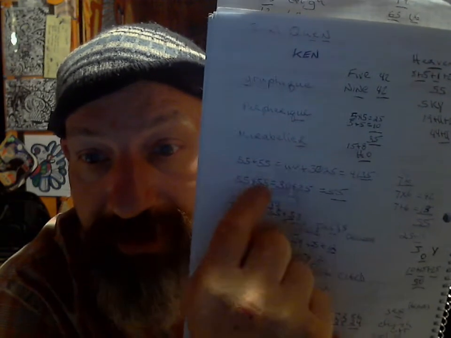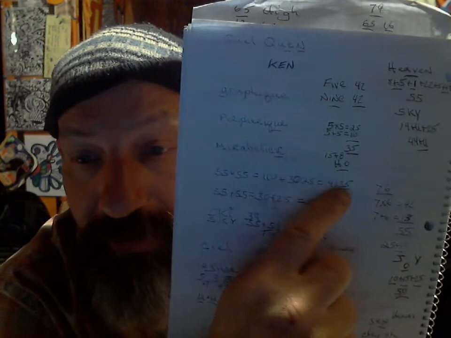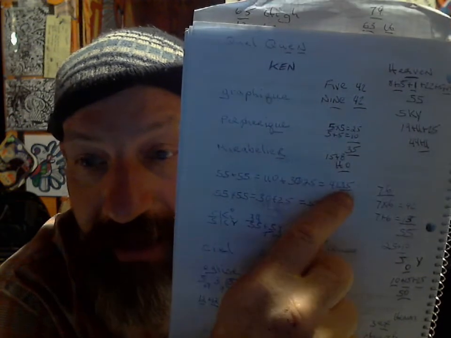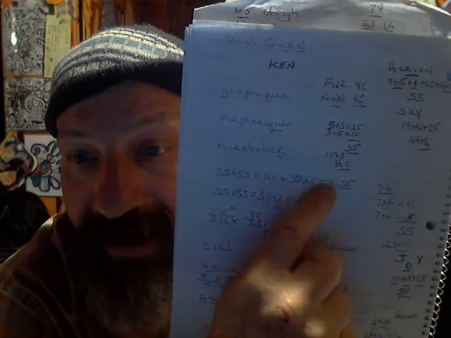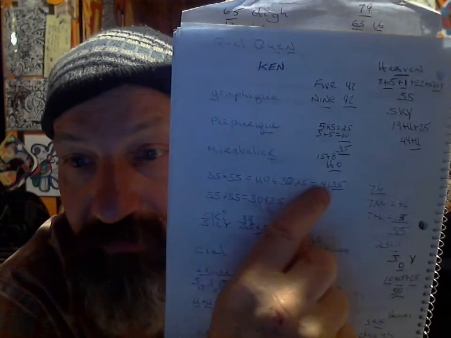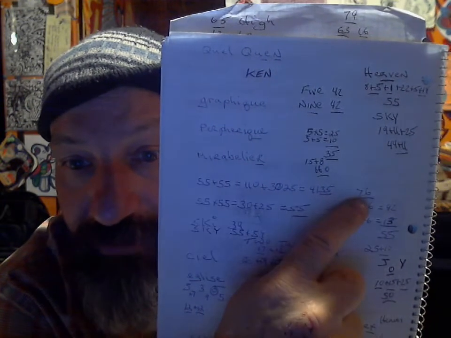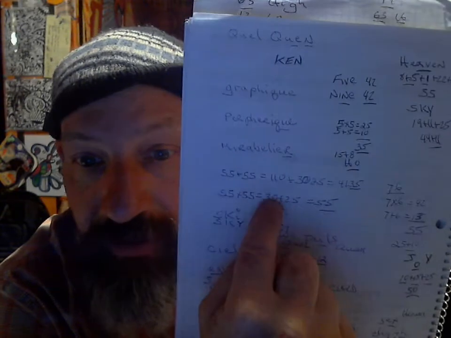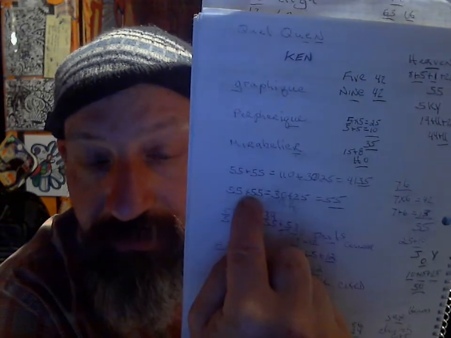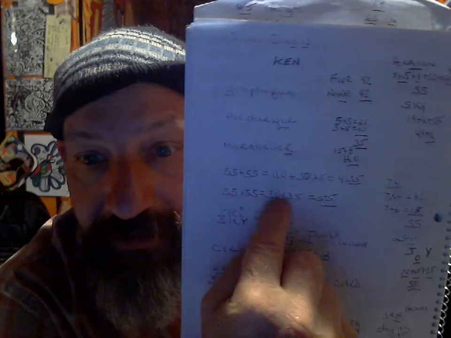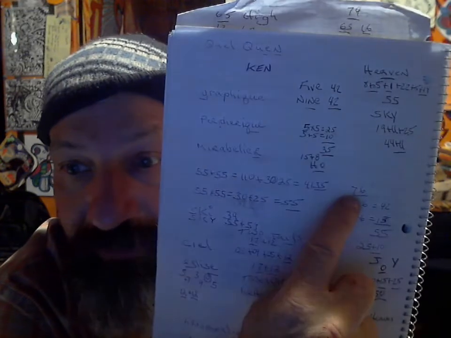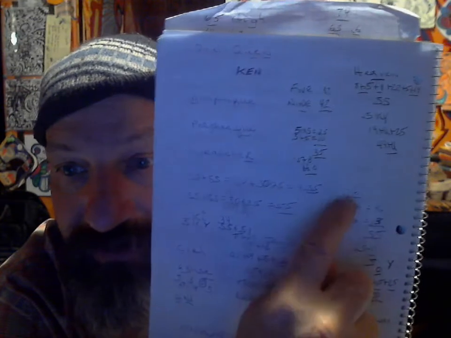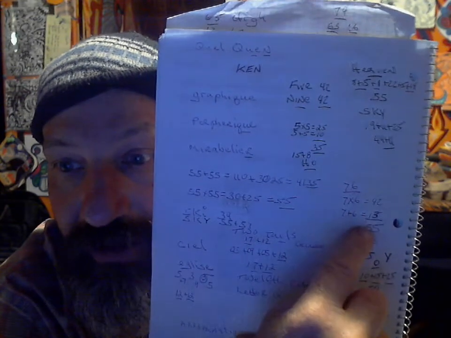3,025 plus 110 equals 4135. Electric Company, AD, DNA, and USA equal these numbers over here. 41 and 35 equals 76. 30 and 25, which is 55 times 55, 3,025, equals back again to 55. 7 times 6 is 42. 7 plus 6 is 13, equals 55.